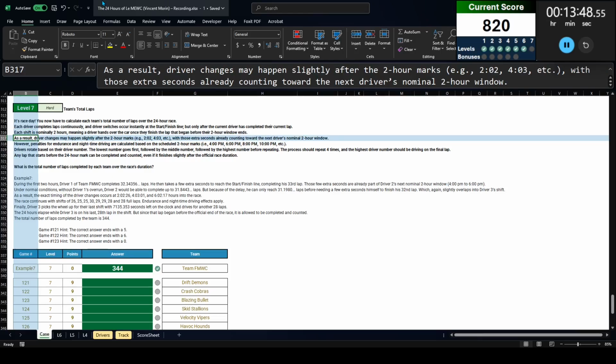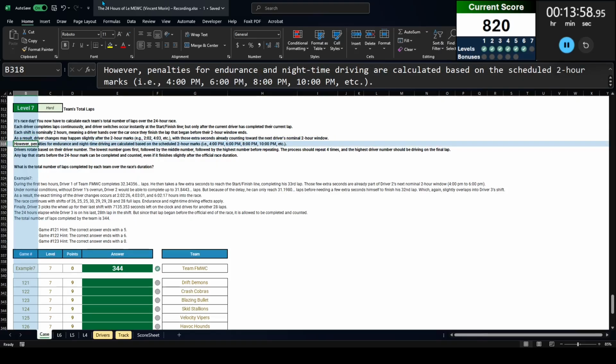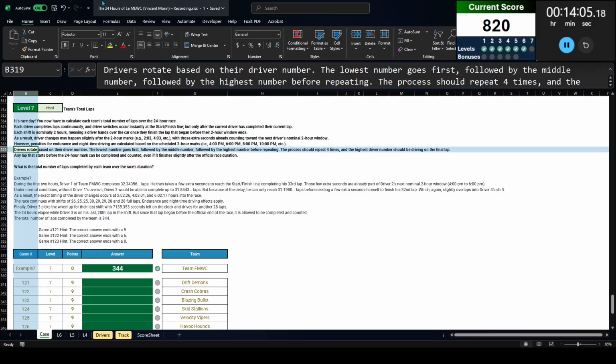As a result, driver changes may happen slightly after the 2-hour marks, for example 2:02, 4:03, etc., with those extra seconds already counting down towards the next driver's nominal 2-hour window. However, penalties for endurance and nighttime driving are calculated based on the scheduled 2-hour marks, i.e. 4 p.m., 6 p.m., 8 p.m., 10 p.m., etc. Drivers rotate based on their driver number. The lowest number goes first, followed by the middle number, followed by the highest number before repeating.